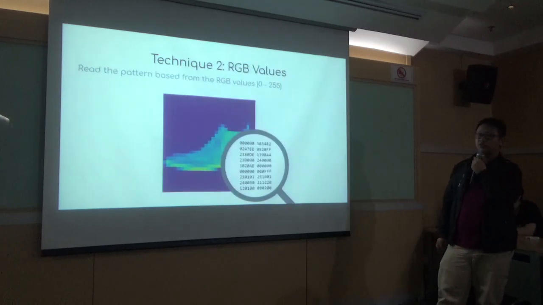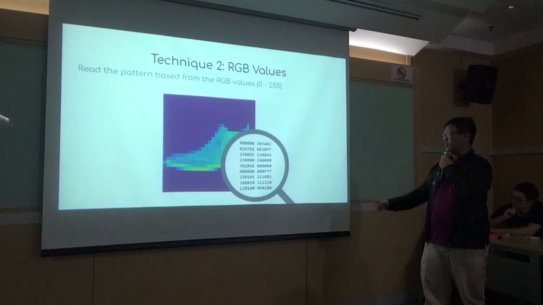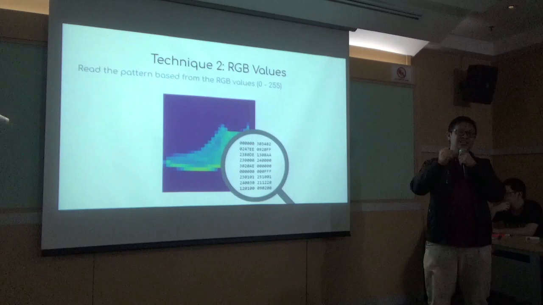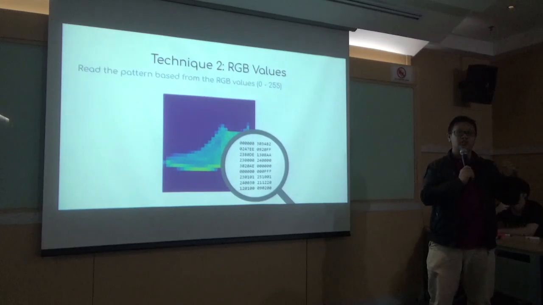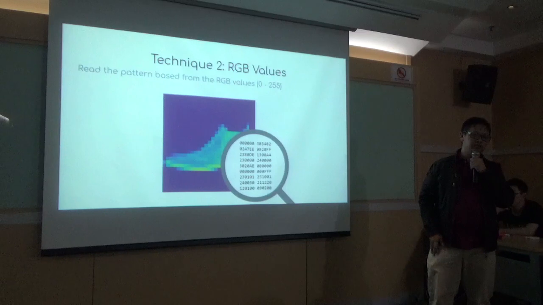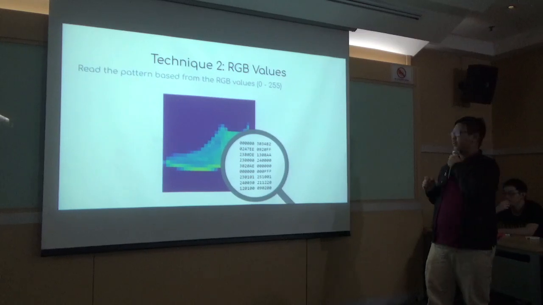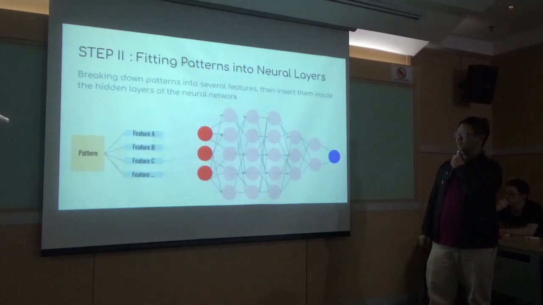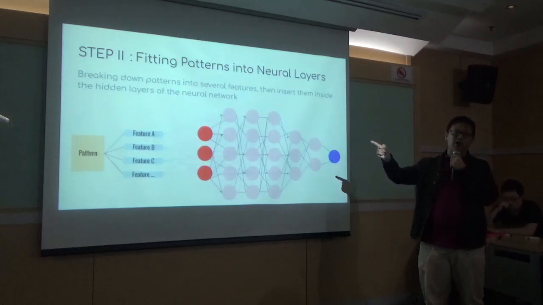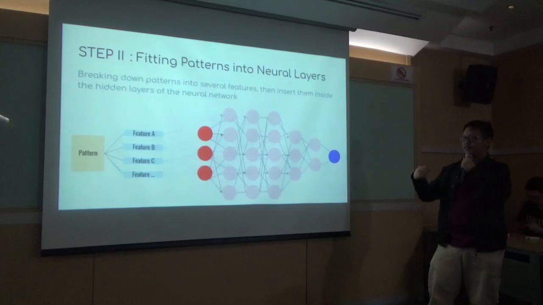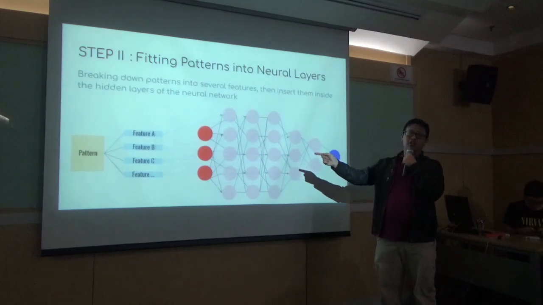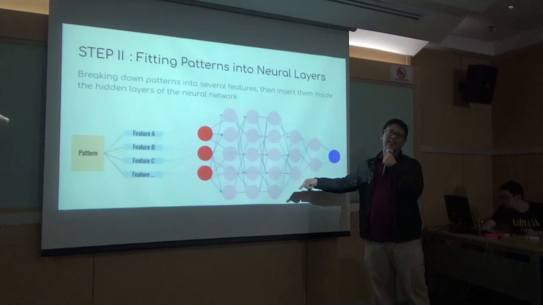The second one is RGB value. You read the RGB value, which I present here as hexadecimal. You read the values to determine which one is closer to the other nodes of the color spectrum, and you put them into the array. Then fit the patterns into your layers. From the patterns that you found, you break them down again into feature A, feature B, feature C, etc. Then you fit them into one of the nodes of the hidden layers.